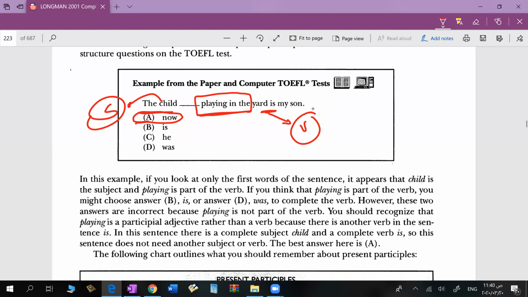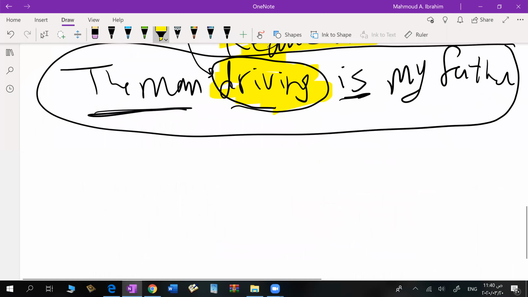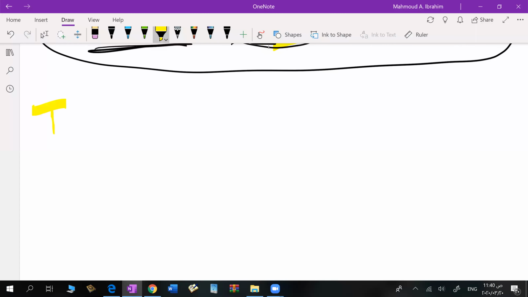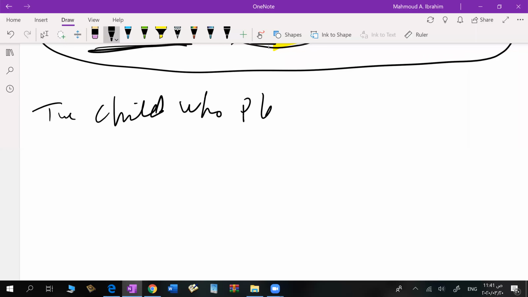Again, what's the difference if I said "who"? "Who playing?" Very good question. Why can't I say "the child who playing"? And again, we will talk about reduction in detail in this course later on, but I'll give you a very quick answer. "The child who playing is my son." I can't do this. Why?